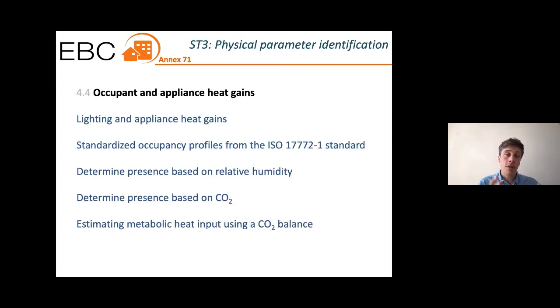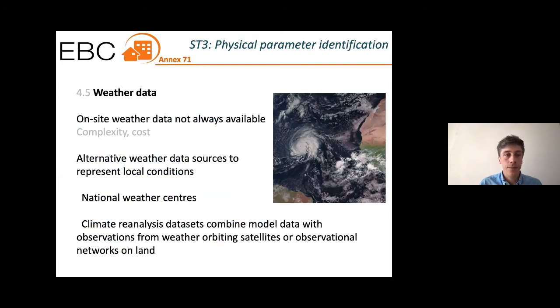Then we have, of course, the occupant and appliance heat gains, which looks at using standardized occupancy profiles to model internal gains, or using measured relative humidity and CO2 to estimate internal gains. And it also looks at the impact of lighting and other appliances generating heat inside.